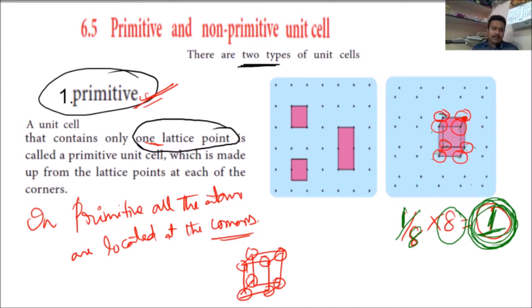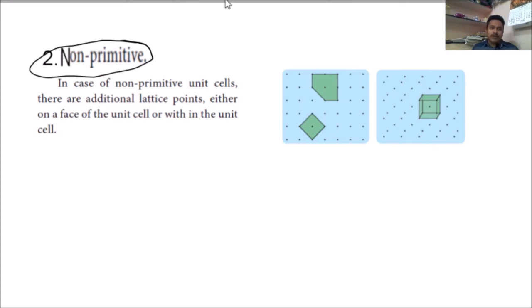And after that, what is non-primitive? Non-primitive means, easily we can say, in a non-primitive unit cell there are additional lattice points either on the faces of the unit cell or within the unit cell. What is that? Non-primitive means whatever the primitive condition is, that will be there. What is the primitive condition? Primitive means in that particular unit cell.